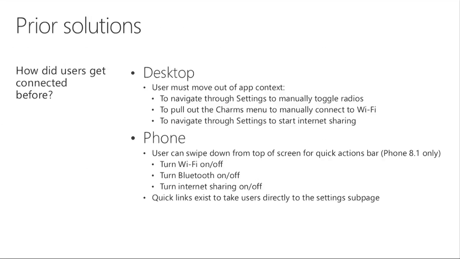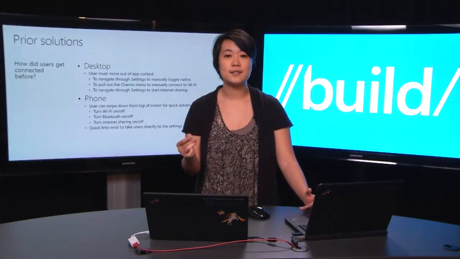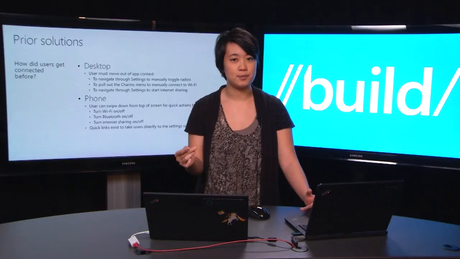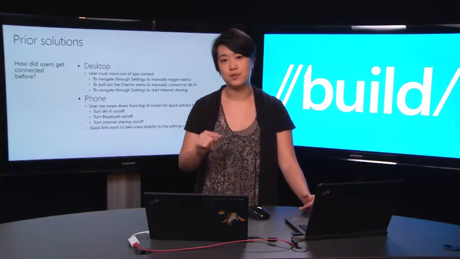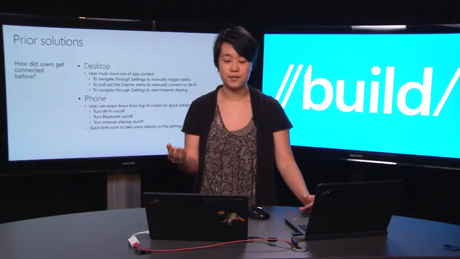On the phone, this experience is somewhat better, but it's still not the best. So on the phone, as of Windows 8.1, there is the Quick Actions toolbar that you can swipe down from the top to toggle on the Wi-Fi and Bluetooth radios manually. There's also a settings link URI experience where you could direct the user to another subpage, but that would still require some user interference.